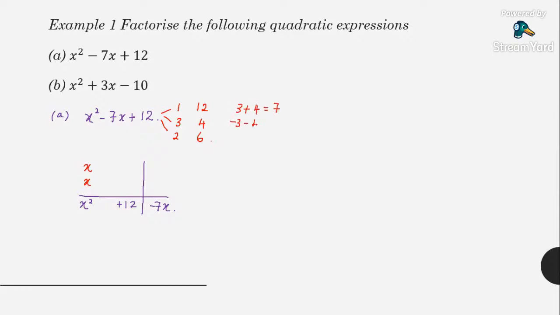Negative 3 minus 4 equals to negative 7. So negative 7 is what you want. So you will put in 4, 3. You cross multiply. This is 4x. This is 3x.